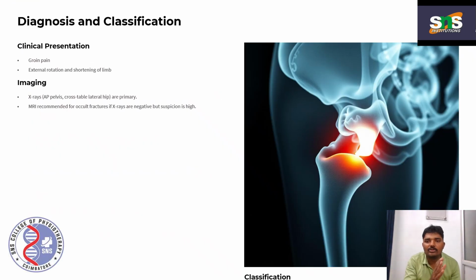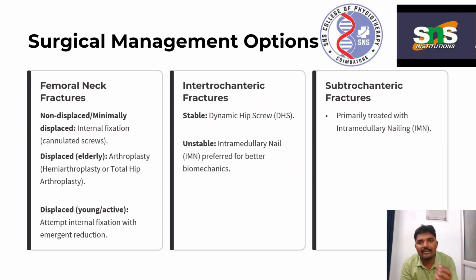Then we go for diagnosis and classification. In clinical presentation, groin pain is the main complaint. External rotation and shortening of the limb are present. For imaging, X-ray findings are mainly the anteroposterior view, the cross-table lateral hip view, and the pelvis view. MRI is recommended for occult fractures when X-ray is negative but suspicion is high. Then we'll go for surgical management options.